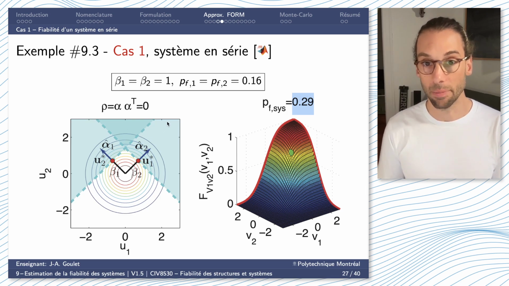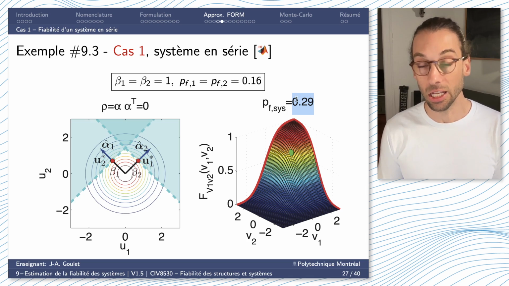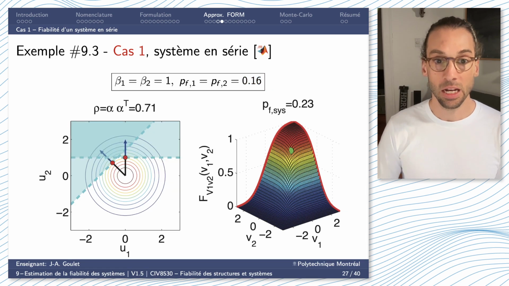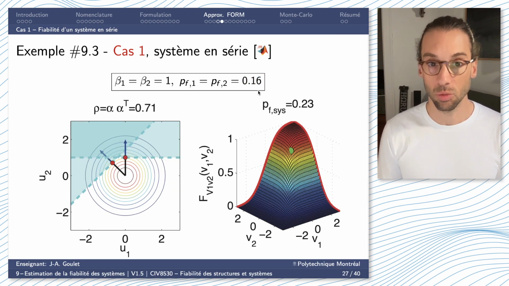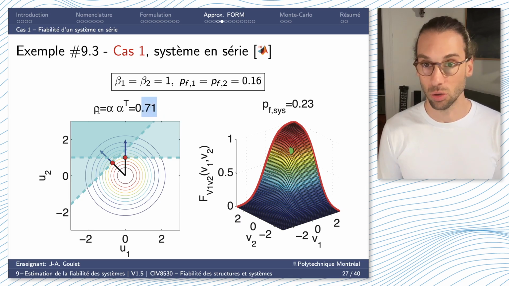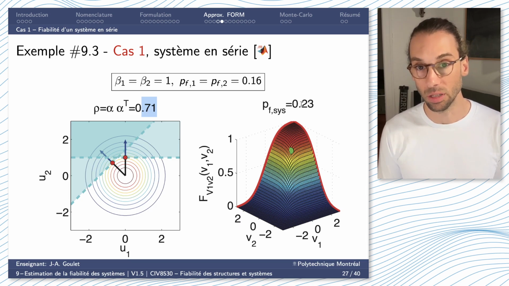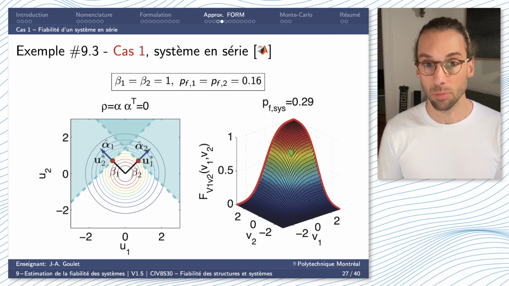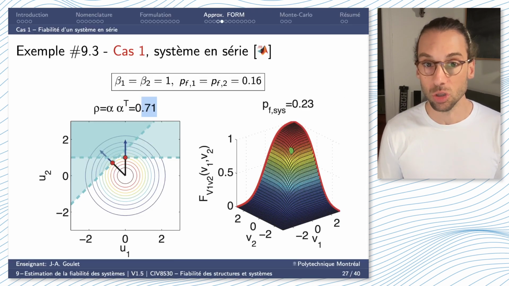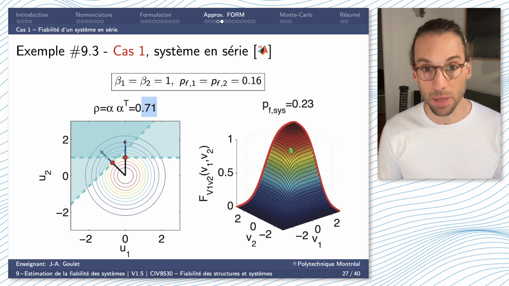So this is why my probability of failure of the system is a little lower than the sum of the probability for each component. Then if I would have something more like this, we see that now we have something that is greater than 0 in terms of correlation coefficient, because I have a bigger overlap between the two. Now my probability of failure would be 0.23 rather than 0.29. I would reduce my failure probability, get it closer to component 1, because I have a bigger overlap in my failure domain.